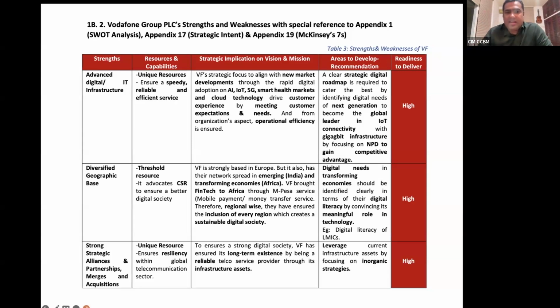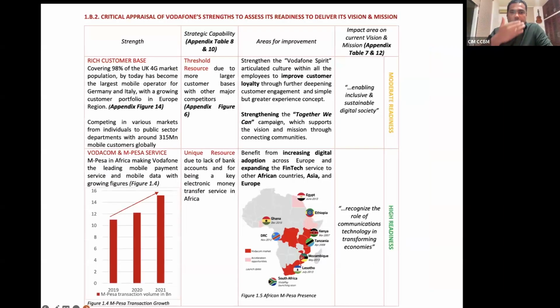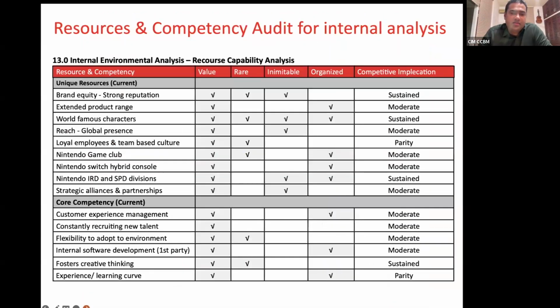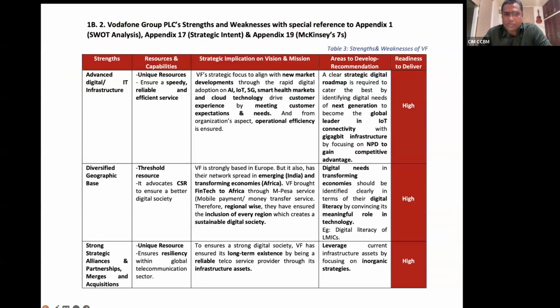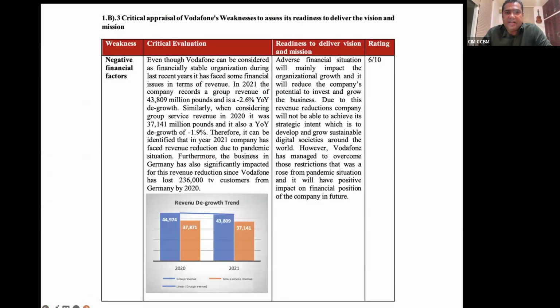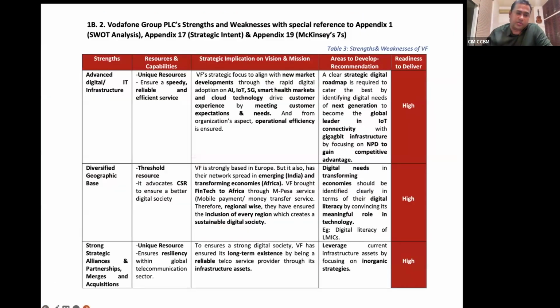Right? So my advice to you is, so here's another format. What are the strengths? Strategic capability, link the strategic audit. What are the areas for improvement? And the impact on the vision and mission. Then the readiness is there, moderate, high readiness. Right? So my advice to you is, try and pick a template that you want to use. There are many, many templates available. That's the purpose of me showing you this.